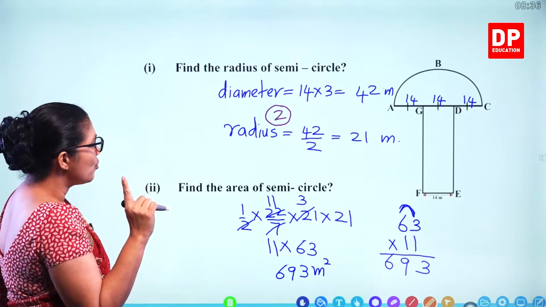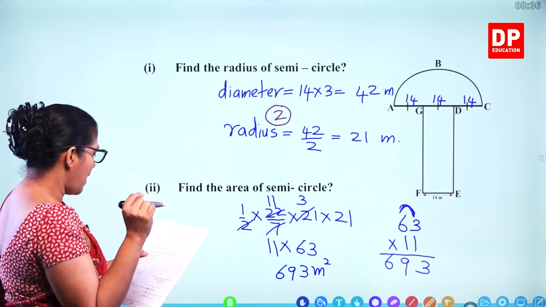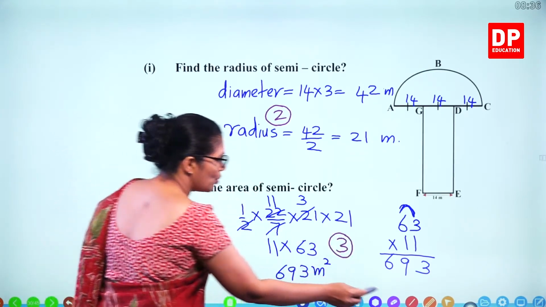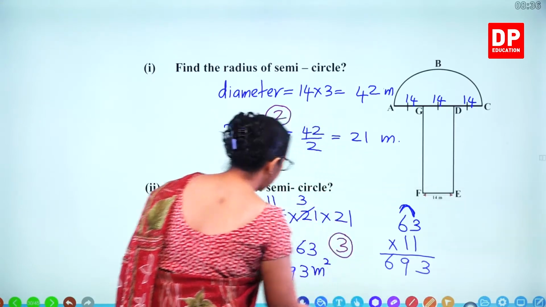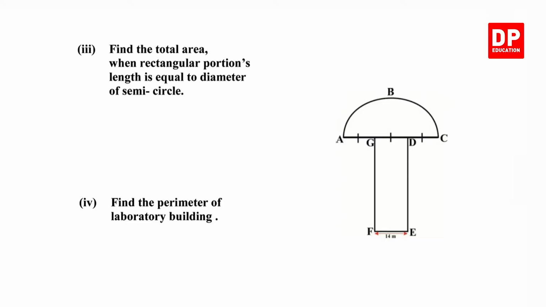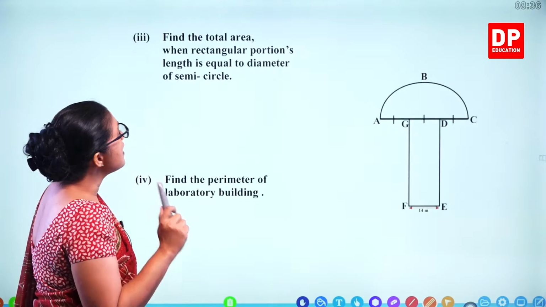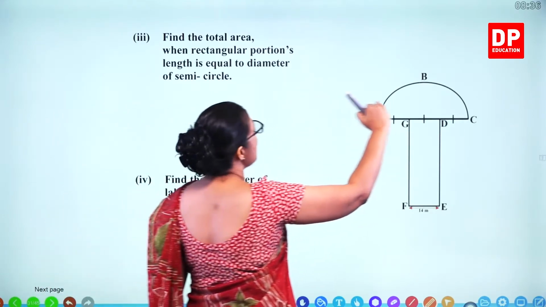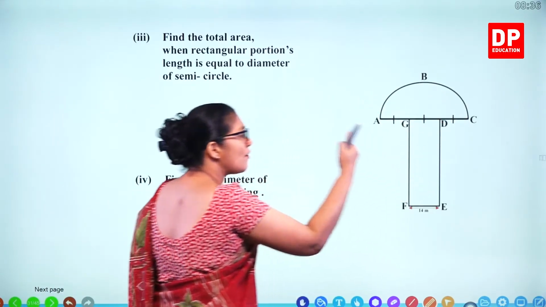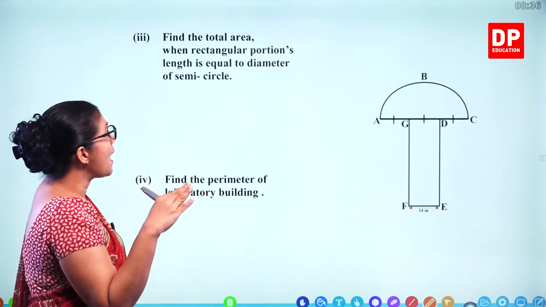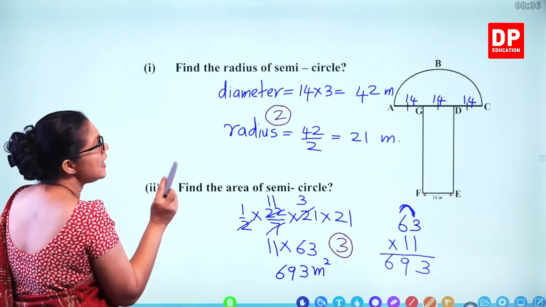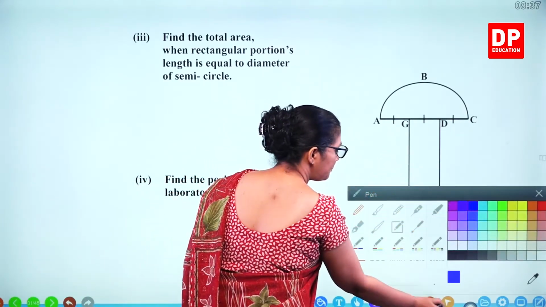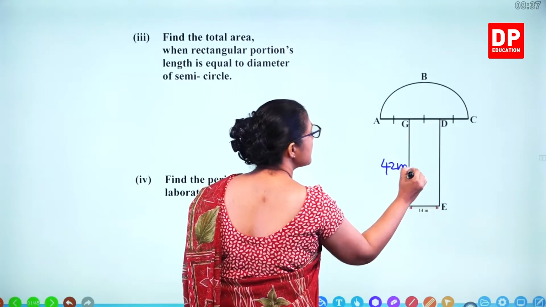Then area, you get 3 marks. So, 693 square meters, that's 3 marks. So, 5 marks for these two. So, let's take the next one. Find the total area when rectangular portion's length is equal to diameter of semicircle. So, diameter of semicircle is the length of the rectangular part. What's the diameter? We found 42 is the diameter. So, that becomes this value. 42 meters is this part.